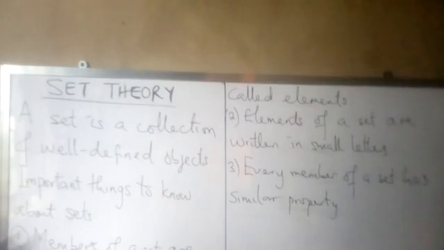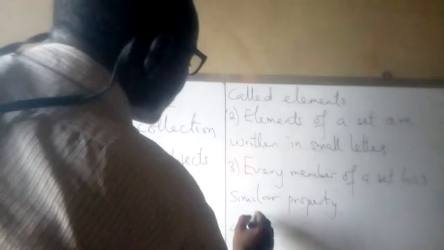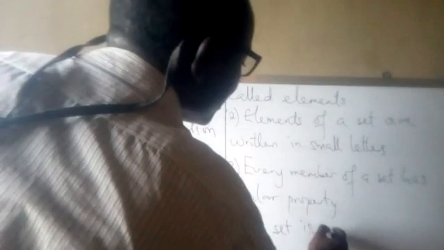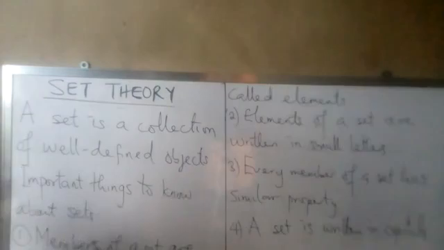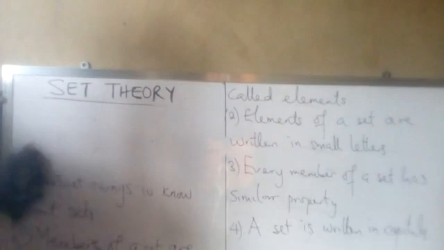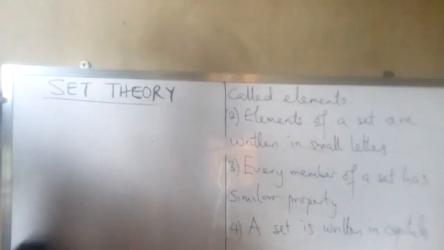Four, a set is written in capitals. We write a set in capitals. That is, a set is written in capital letter, while the elements of every set are written in small letters. Okay.